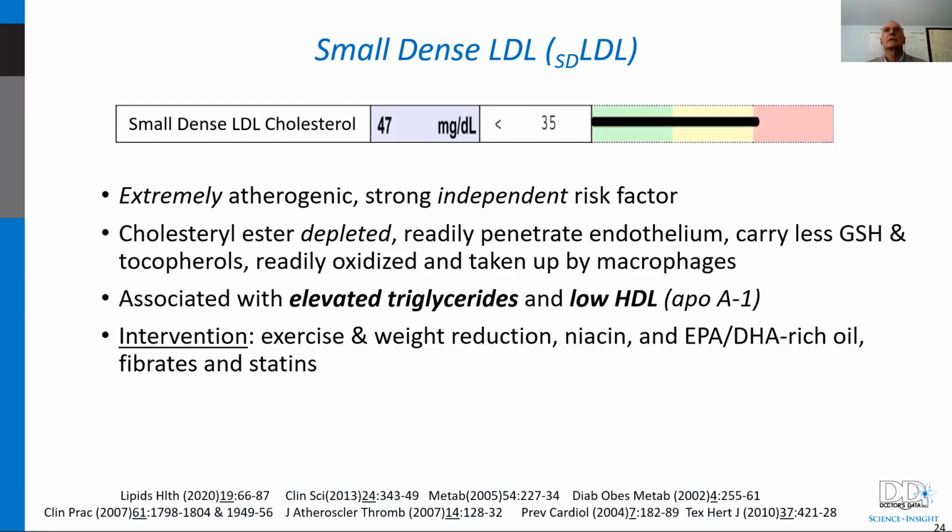Small dense LDL is another highly focused LDL atherogenic subspecies. It's a strong independent risk factor. Small dense LDL, as implied, is cholesterol ester depleted in the core, smaller, readily penetrates the endothelium, carries less glutathione and tocopherols, and it's readily oxidized and taken up by macrophages. Small dense LDL is associated most commonly with elevated triglyceride levels and low HDL ApoA1. Intervention: exercise and weight reduction, niacin, fish oil, fibrates, and statins.